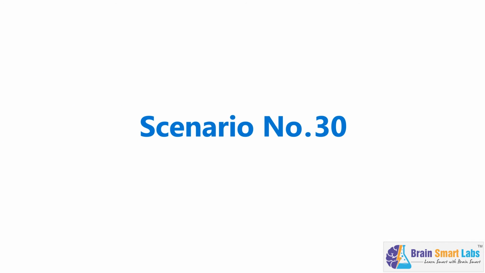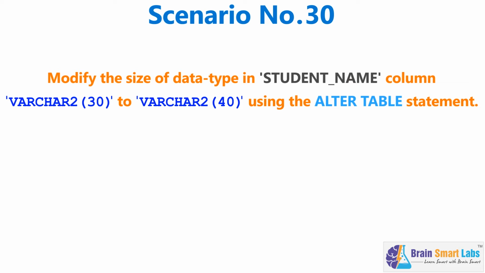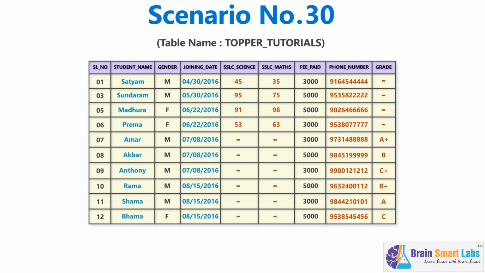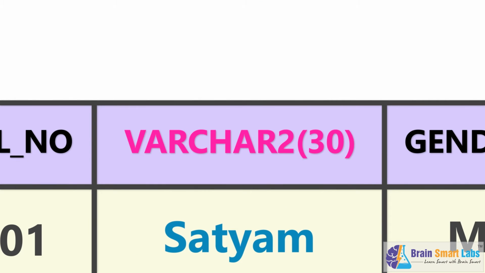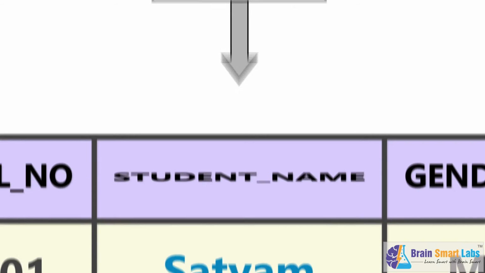Scenario number 30. Modify the size of data type in student name column from varchar2 of size 30 to varchar2 of size 40 using the alter statement. Means what they are telling us is, in our topper tutorials table, the student name column is a varchar2 of size 30. They are asking us to modify the data type size to size 40 so that even bigger name values will fit into this column.